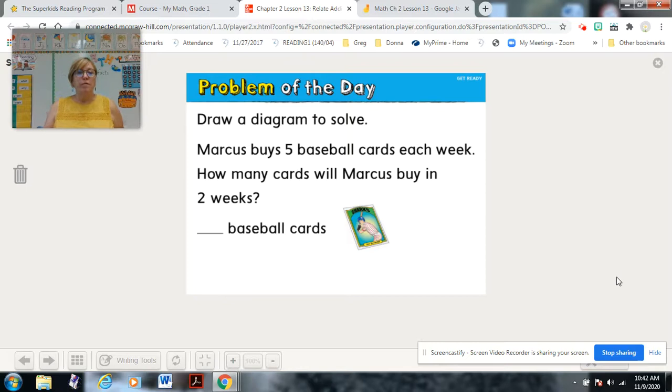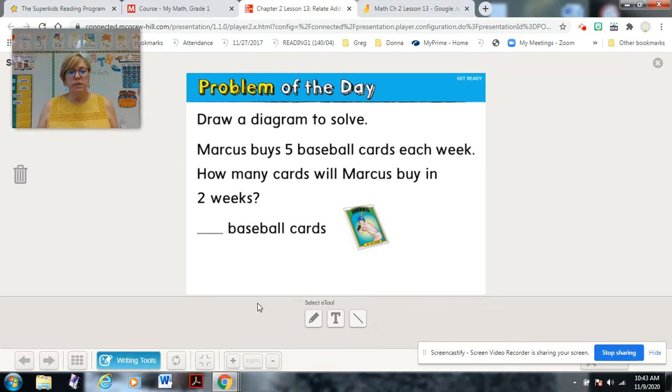Okay, so problem of the day. This is where your whiteboard could come in handy, where you could draw a diagram to solve this. But listen to the whole thing first. Marcus buys 5 baseball cards each week. How many cards will Marcus buy in 2 weeks? Okay, so let's see. All right, so the first week he bought 5.